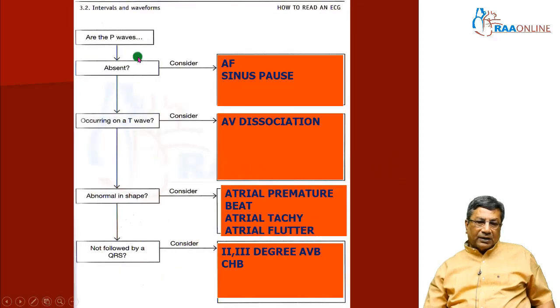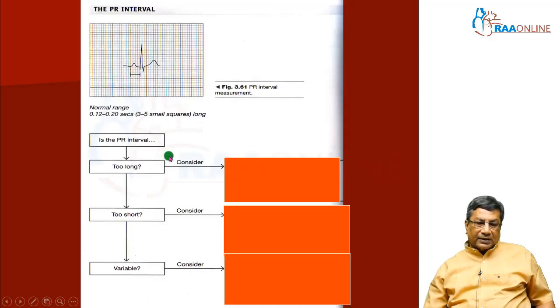So, this is about the P wave: absent, occurring on a T wave, abnormal in shape, not followed by a QRS complex. Then look at the PR interval. Normal PR interval is 0.12 to 0.21 second. If the PR interval is too long, it is a first degree atrioventricular block. Then look at the QRS. If the QRS is wide with the first degree atrioventricular block, it is infra-His delay, so you have to have an aggressive management.